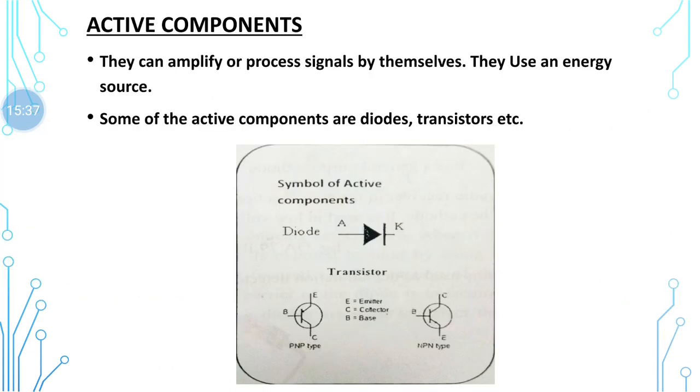Moving on, active components. They can amplify or process signals by themselves. They use an energy source. Some of the active components are diodes and transistors. The symbols of active components are shown here.